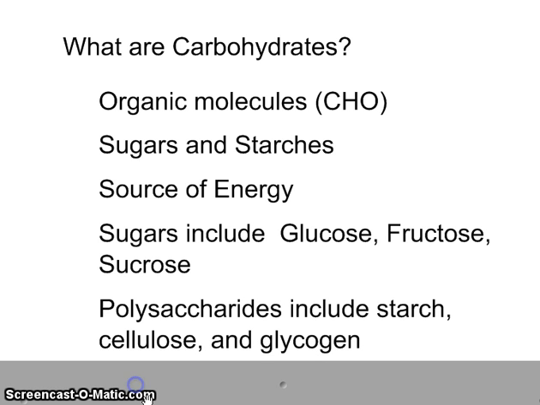Now, polysaccharides include starch. That's the plant polysaccharide where plants store up their extra glucose monomers in that large molecule. And there's cellulose, which makes up the plant cell walls, and glycogen, which is actually the animal starch or the animal polysaccharide that we usually store up our extra glucose in muscles and in liver.